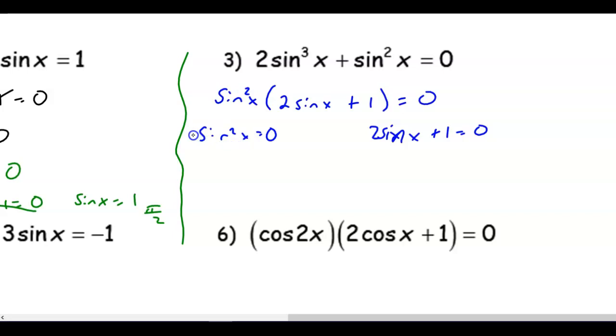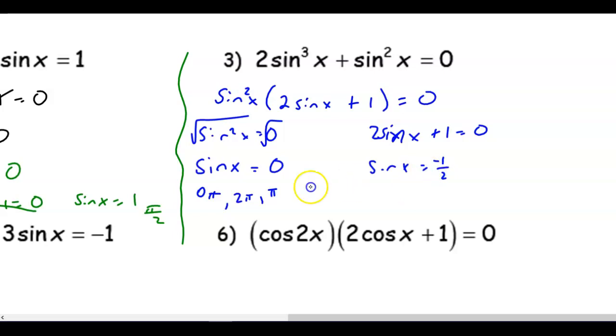So this one I'm going to square root both sides because I need to isolate just the sine identity. So the square root of 0 is 0. This one we're going to subtract 1 and divide by 2. So sine x equals negative 1/2. So now what does sine equal 0? Well, 0, 2 pi, and pi. Oh, by the way, guys, if you have 0, you have 2 pi as well.